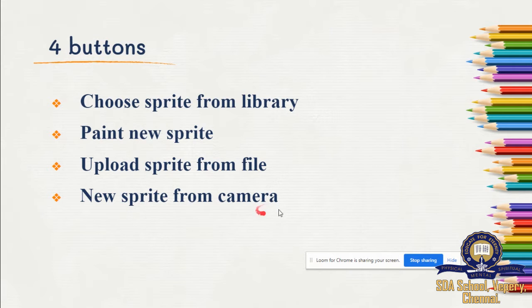New sprite from camera. This one is if you have an inbuilt camera in your system, or a separate webcam, you can switch it on. When you click this, your camera will get switched on. You can take a direct photo of yourself or an object, and you can use it as a sprite.